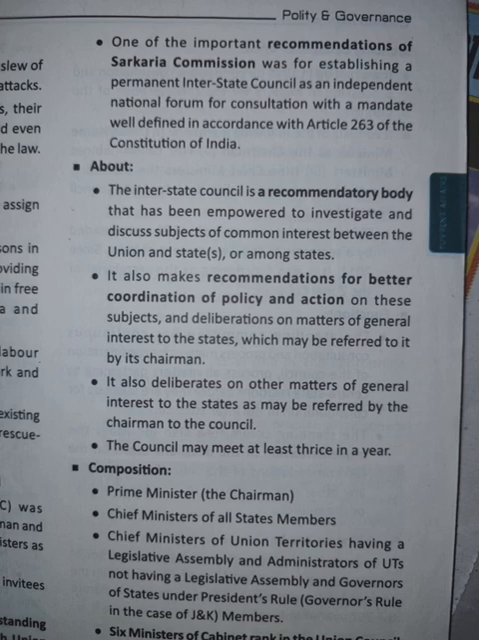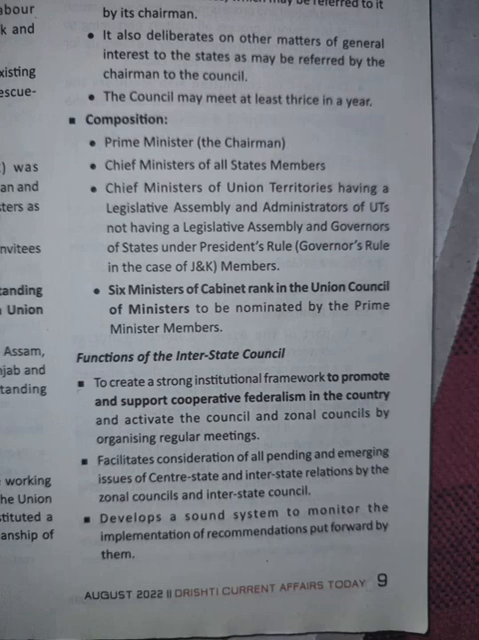It comprises the Prime Minister as the chairman, the Chief Ministers of all states, Chief Ministers of Union Territories having a legislative assembly, the administrators of UTs not having a legislative assembly, and governors of states under President's rule (Governor's rule in the case of Jammu and Kashmir) as members. Six members of cabinet rank in the Union Council of Ministers, to be nominated by the Prime Minister, are also members.